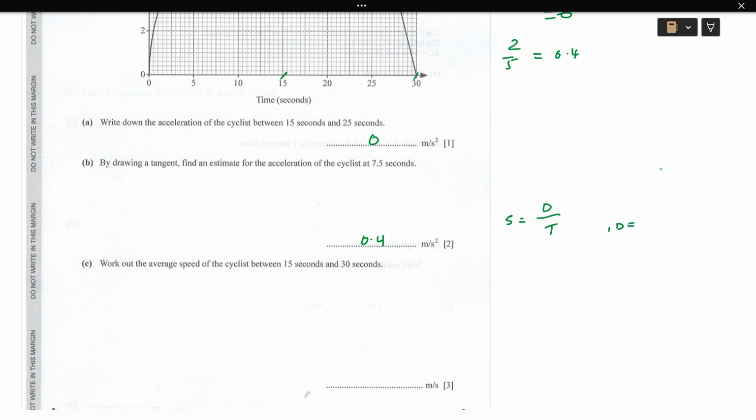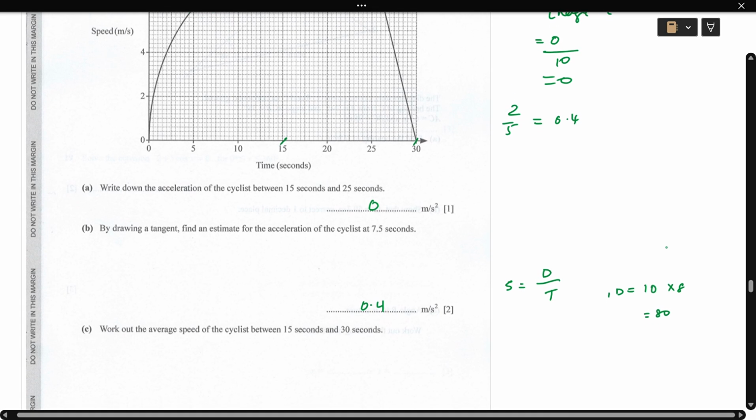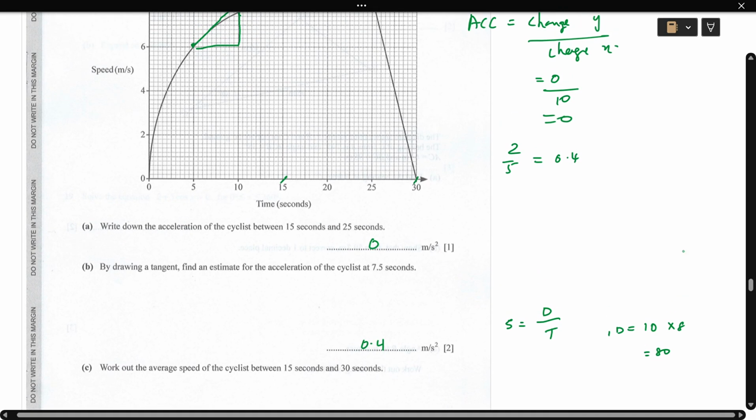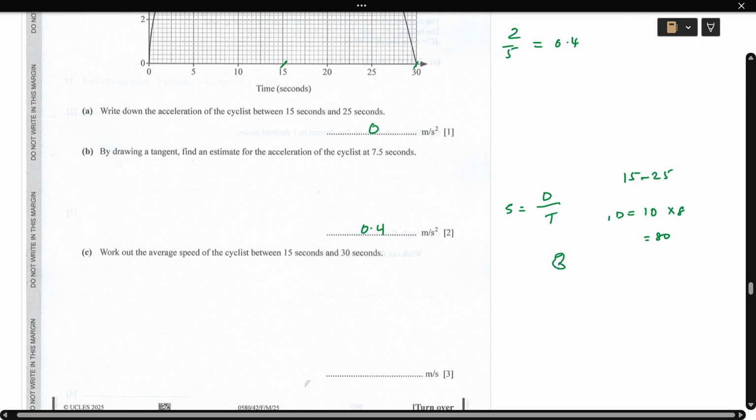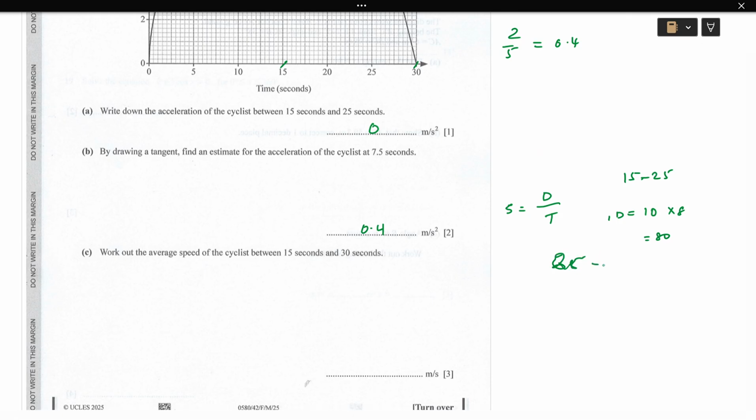The distance is 10 times 8, which is equal to 80, between 15 to 25 seconds. Next, 25 to 30 seconds. Next we will calculate 25 to 30 seconds, which is half into 8 into 5, which is 20. Okay, total distance is 40.